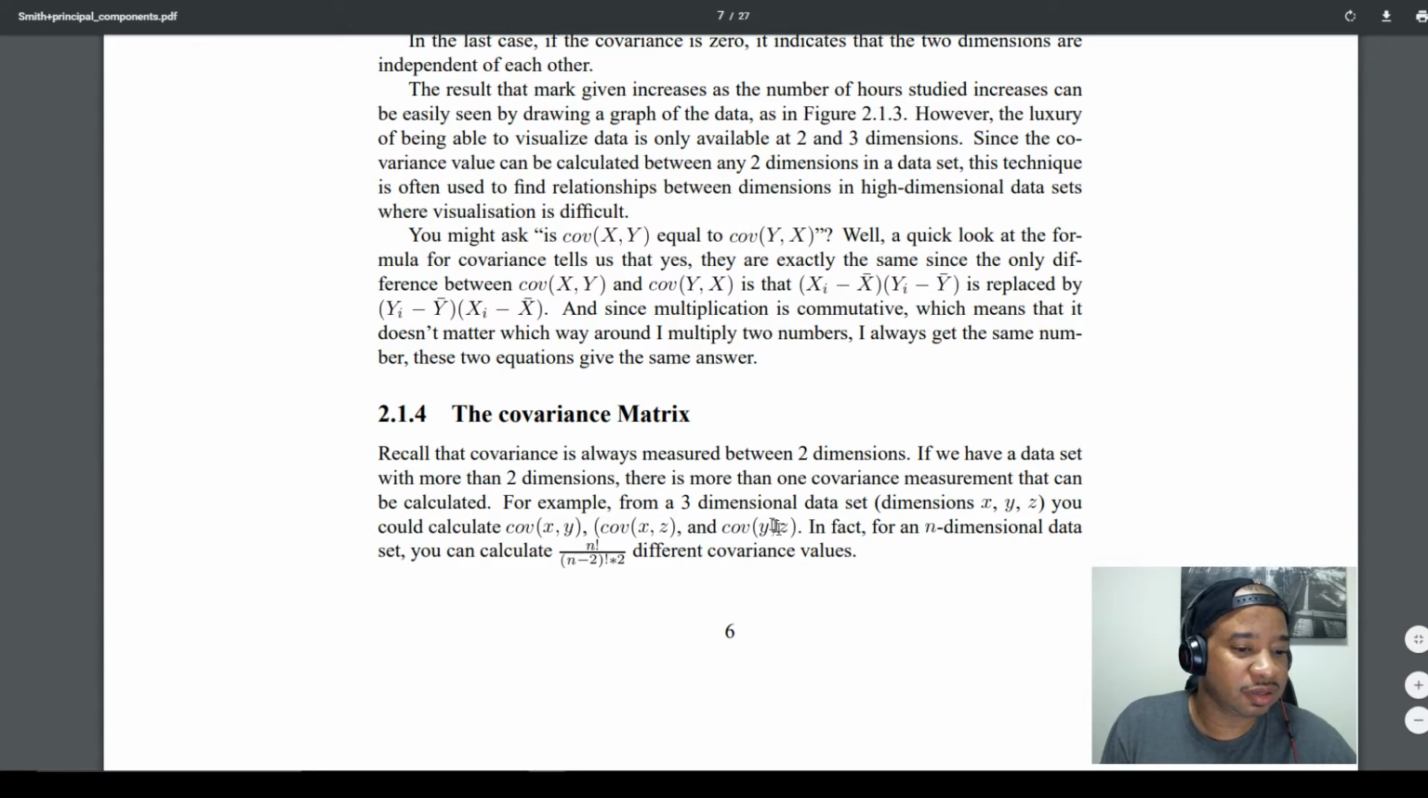I think that's a typo. It's okay though. In fact, for any n-dimensional data set, you can calculate n factorial over (n minus 2) factorial times 2 factorial different covariance values.